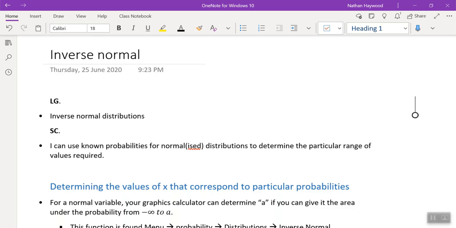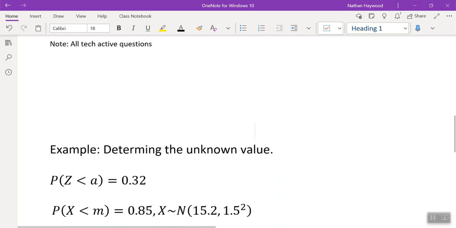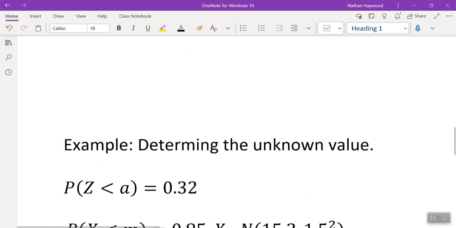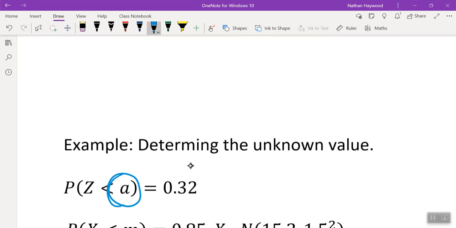So essentially, in the past, if you look at this example, we were given this and we wanted to find this. Does that make sense? Today we're doing the opposite. So today we're given this and we're trying to find that value.